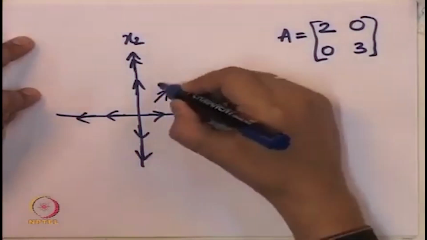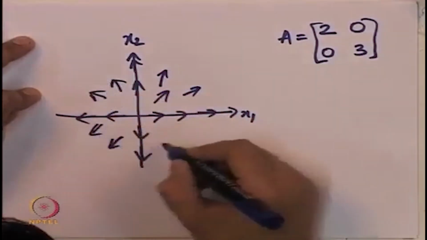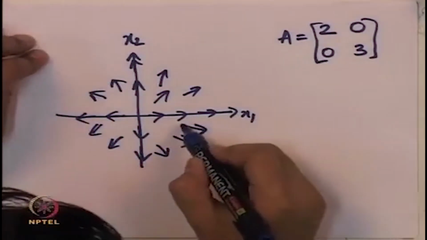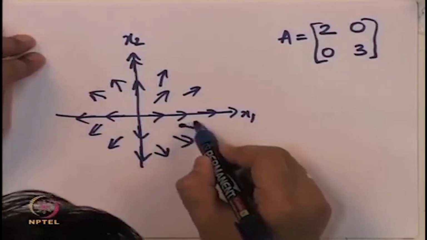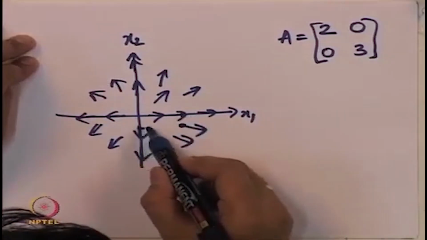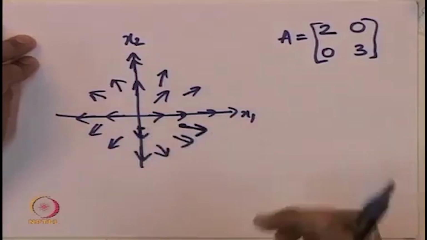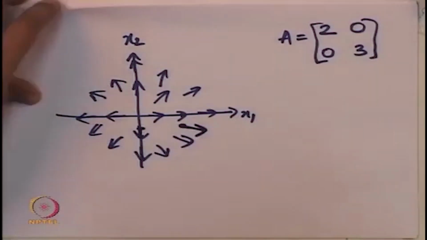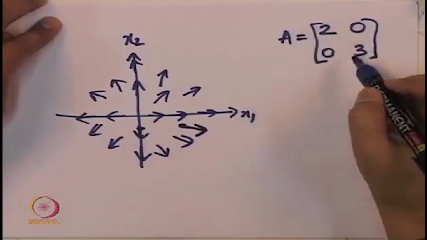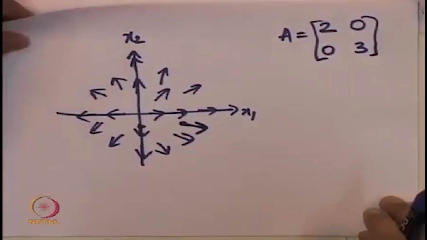For points which are not along the x1 axis, by just superimposition, because this is a linear vector field, for example at this point, the x1 component of this arrow can be obtained by this point, and the x2 component of the arrow can be obtained by the arrow at this point. This is the net arrow. So this is what we can obtain by superimposition, because A is a linear map, because we have a matrix that decides the vector field at different points.